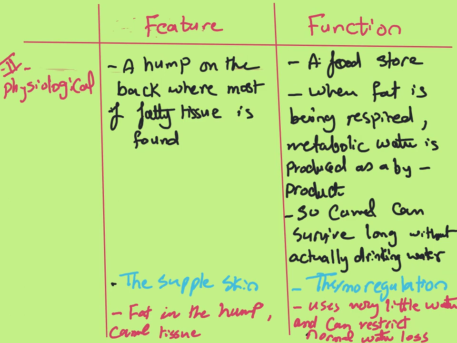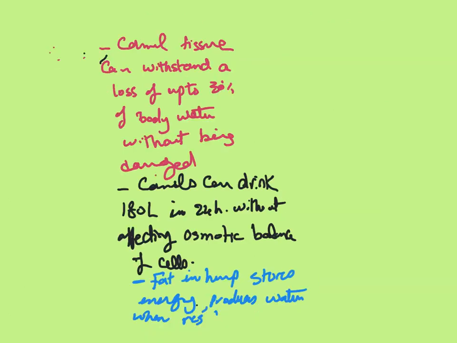The supple skin of the camel helps in thermoregulation. You are going to learn about it in the next slide. Fat in the hump of the camel also helps the camel use very little water. It restricts the water and reduces normal water loss to a minimum. Another form of physiological adaptation: camel tissue can withstand loss of up to 30% of body water without being damaged.